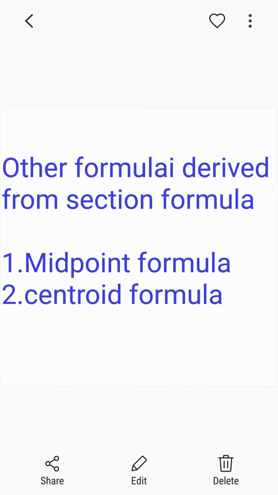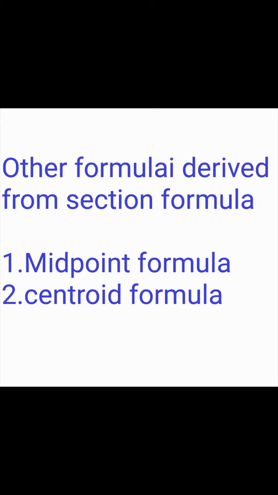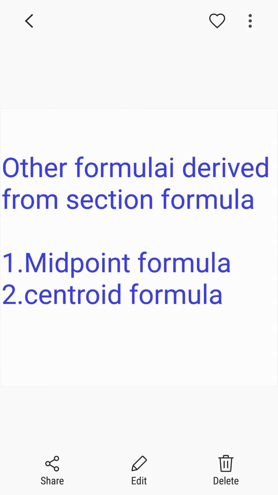Next are the formulae derived from the section formula. We are going to derive 2 more formulae from the section formula. The first one is the midpoint formula. The second one is the formula for finding the centroid of a triangle.